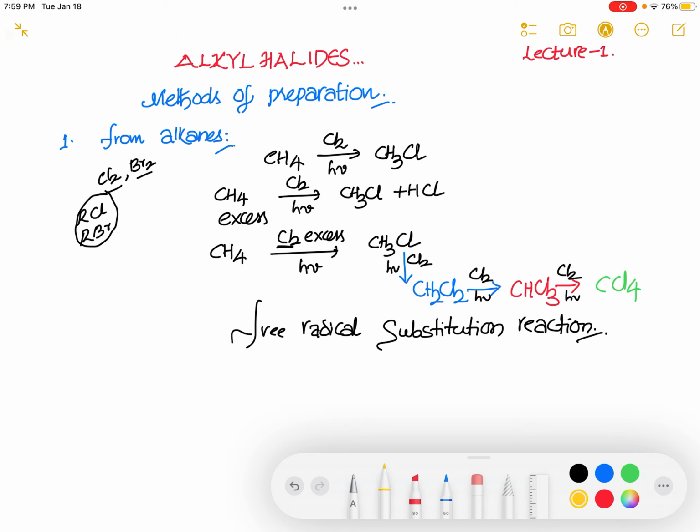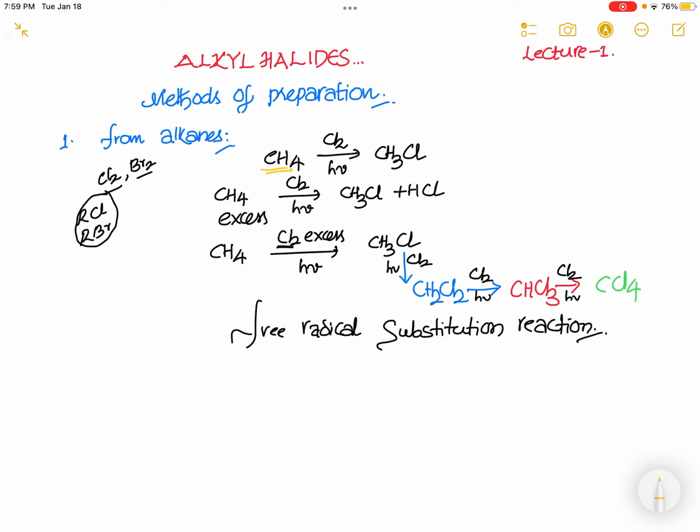See, methane, if you take in presence of chlorine, and sunlight is required here because the reaction is free radical substitution reaction. It will be forming methyl chloride. If methane is in excess, the reaction stops at methyl chloride. These kinds of questions will be coming.